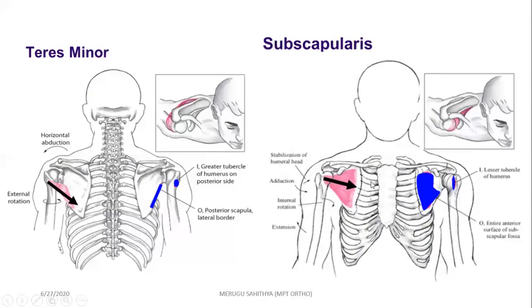And coming to the subscapularis muscle, its origin is on the entire anterior surface of the subscapular fossa, and it inserts into the lesser tubercle of the humerus. Its action line is the same along the line of the infraspinatus. It helps in adduction, internal rotation, and extension, and gives stabilization of the humeral head.